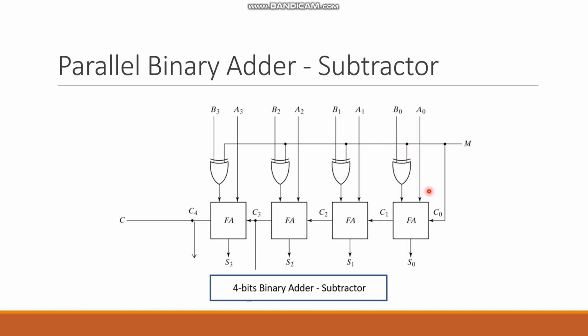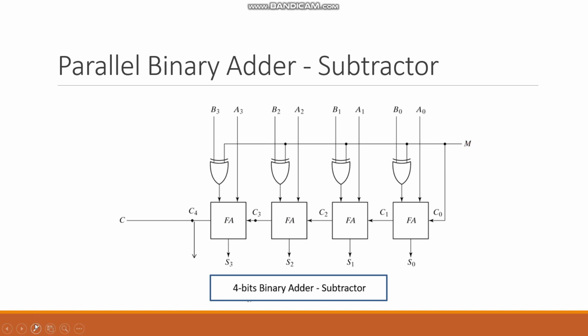That means A is coming directly and B is coming directly as well. Because the M was 0 and anything XORed with 0, the result is going to be that thing. So the A and B are directly coming to the full adders and the carry in is 0. That means it performs the normal addition while the M is 0. So let's move to the subtraction.